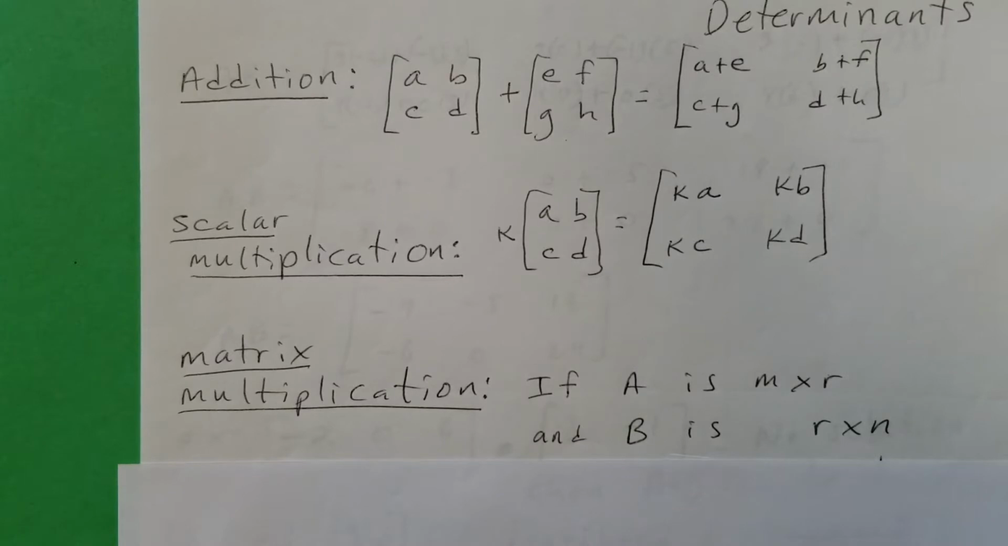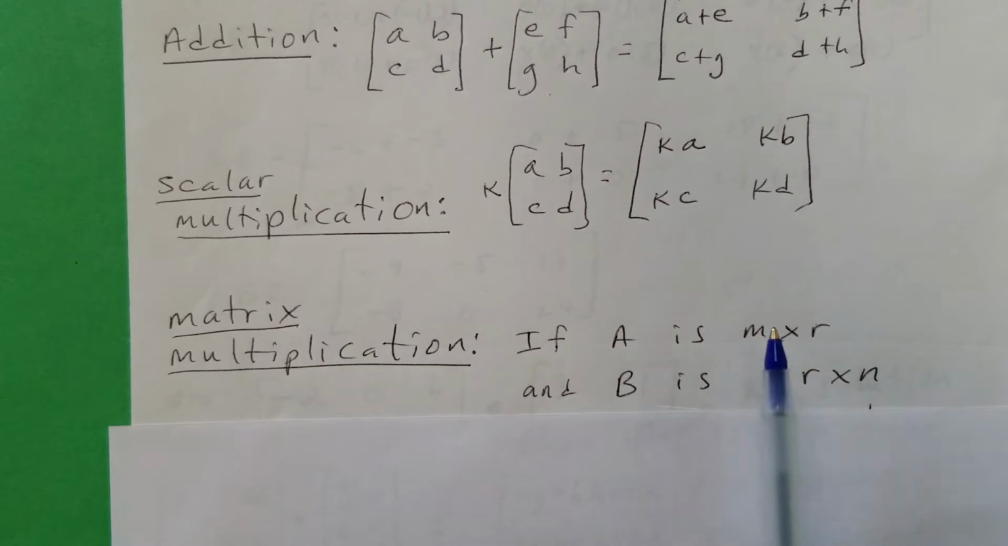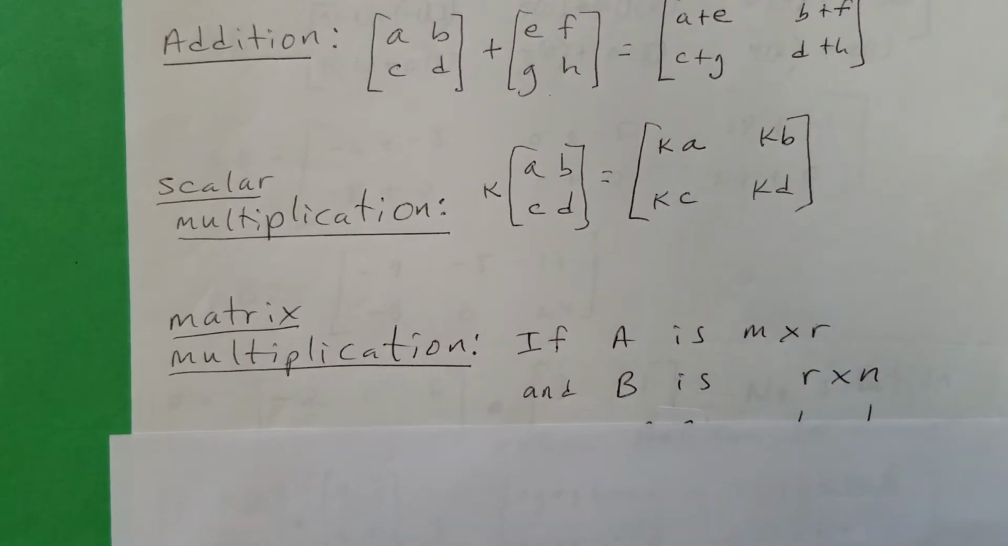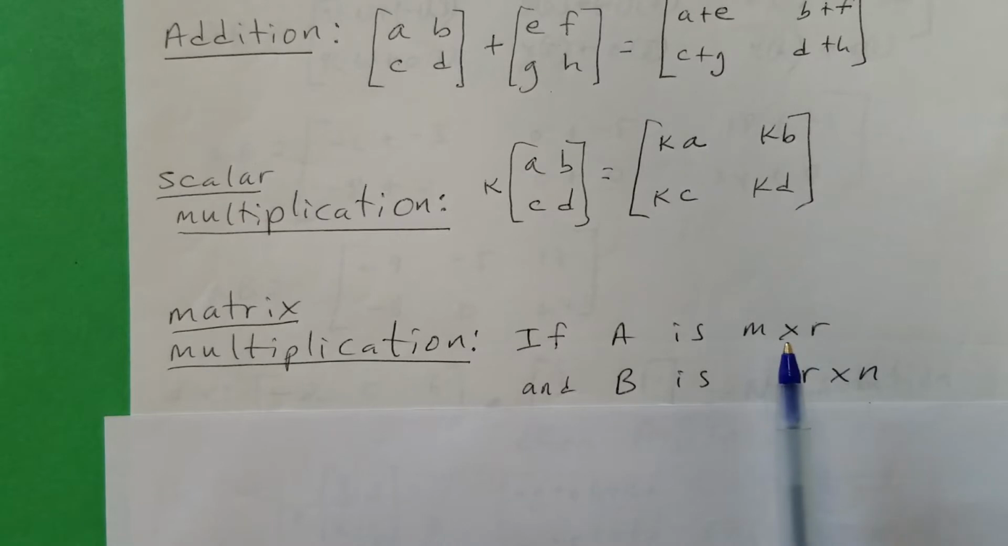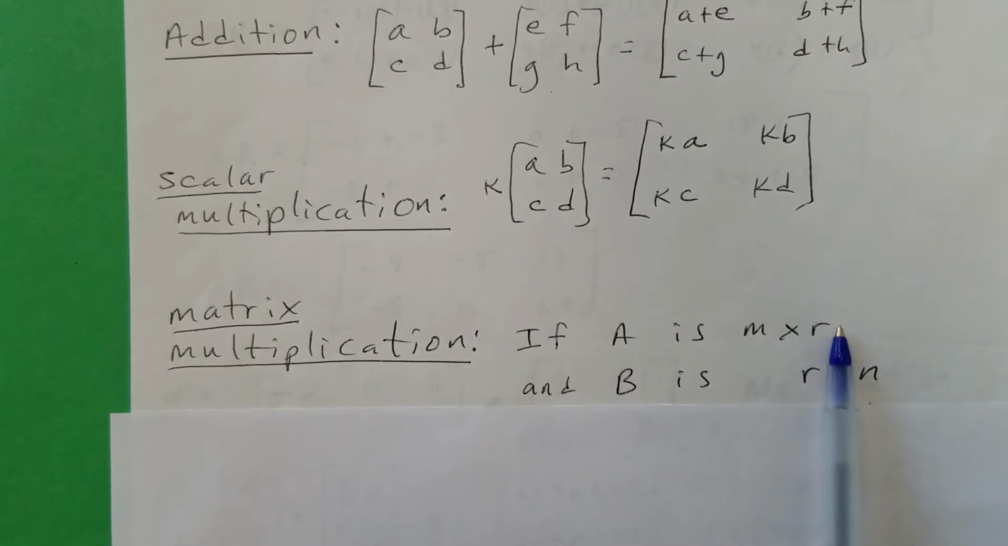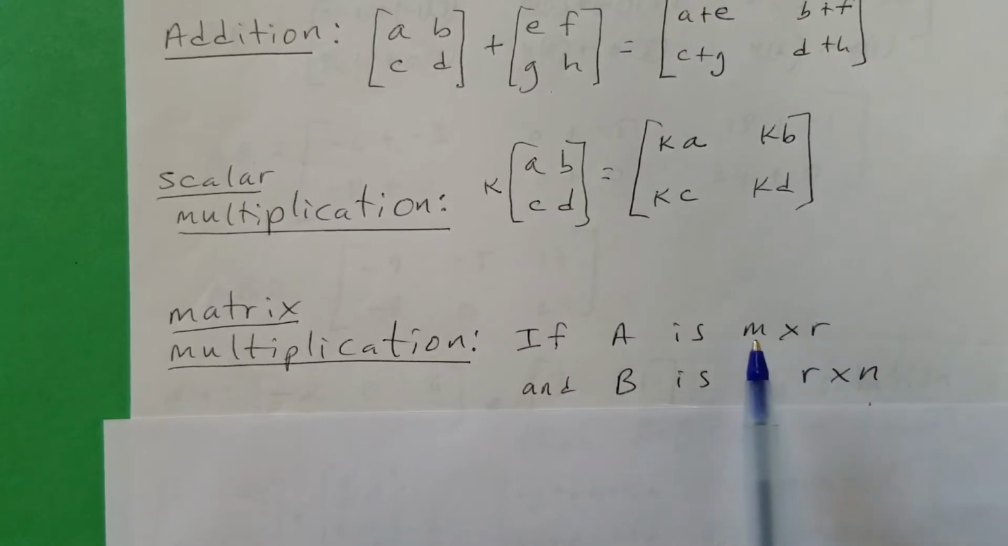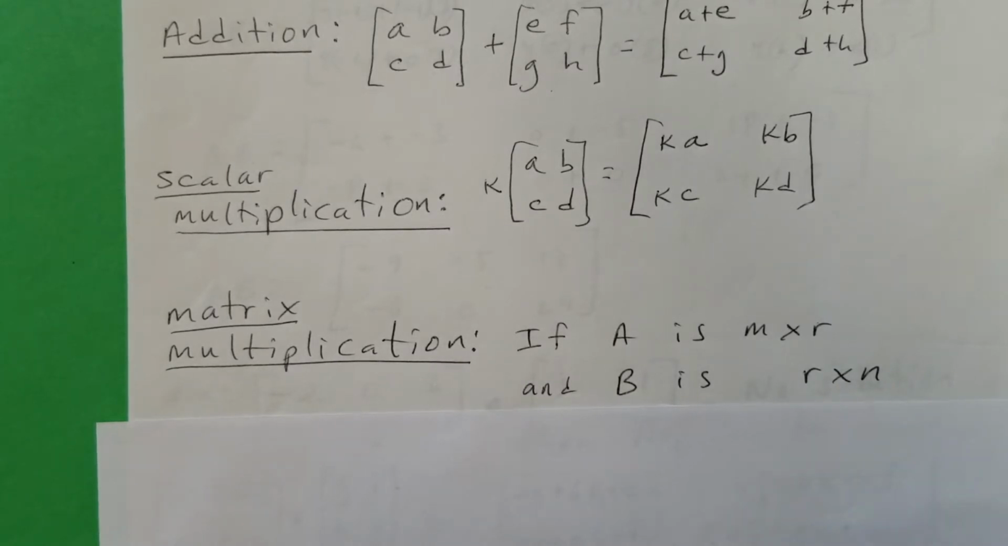So this only works if the two matrices that you're working with are the correct size. What does that mean? Well, it can be any size, but this inside number here, so if A was m times r, then B has to be r times n, whatever that number is. So if your first matrix is, say, 2 by 3, then this number has to be 3 also, 3 by anything. It sounds confusing, but let me show you an example and you'll get it.